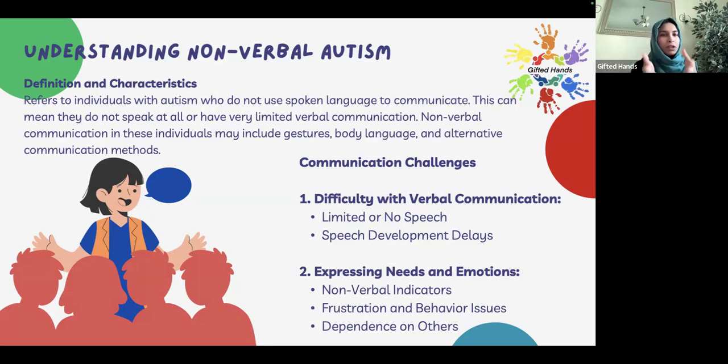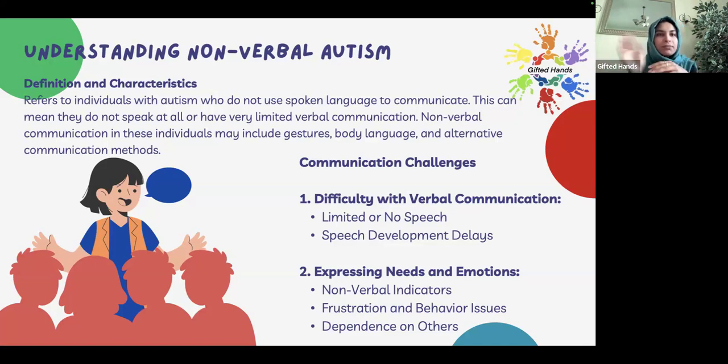So nonverbal autistic individuals, children, adults, they don't use spoken language. They cannot verbally express themselves, just like how you and I are talking right now. It's not that they cannot speak at all. They may speak up to 4 or 5 words at a time, and it's also limited. So it's either no spoken language, or limited communication. Definitely they are not able to converse at the level I'm talking to you right now. So that's why they are known as nonverbal autistic individuals.